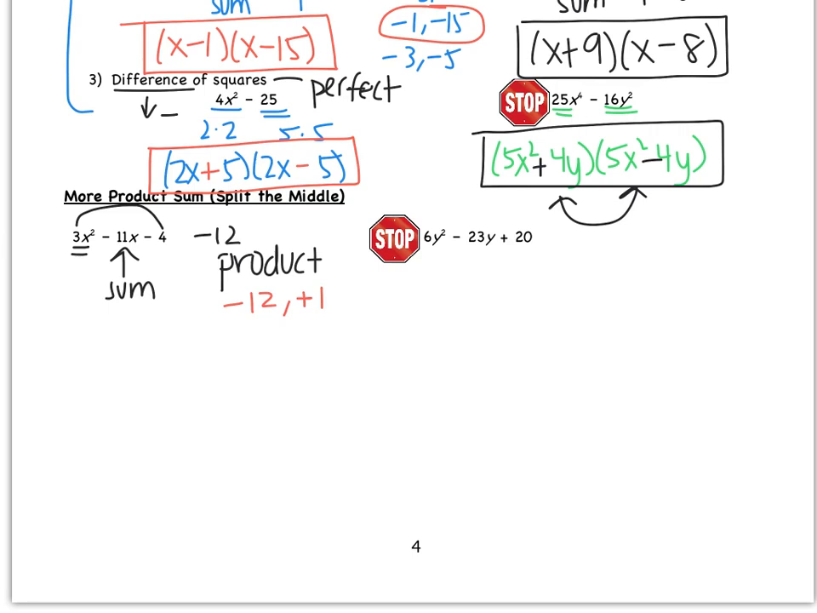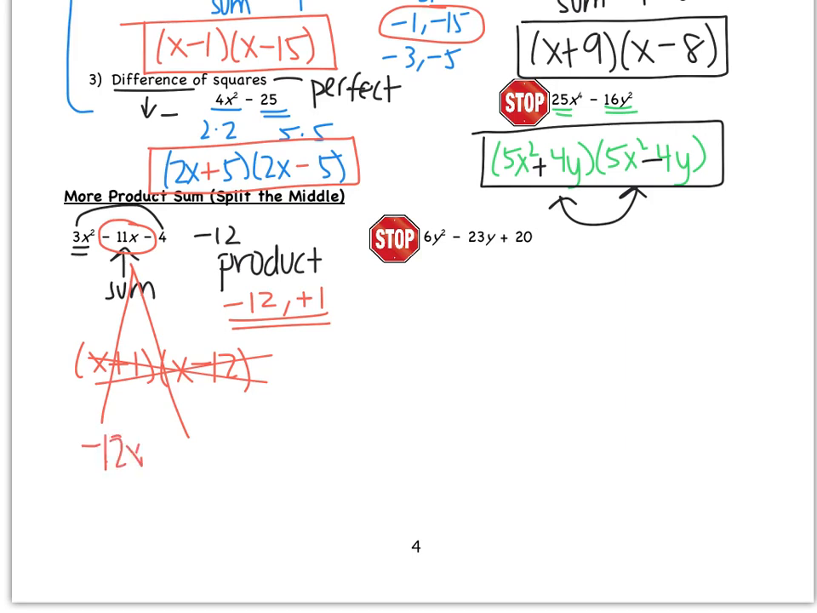Now, that's where the product sum part of this comes from. Next, we have the split the middle. So what you do with these two numbers now, you're not done. What a lot of people do is they go, okay, x plus 1, x minus 12. No, that's not the case. You're going to be splitting this middle term up. So instead of writing negative 11x, you're going to be writing negative 12x plus 1x. So negative 12 plus 1 does give us negative 11. Then our first term and our last term stay the same.